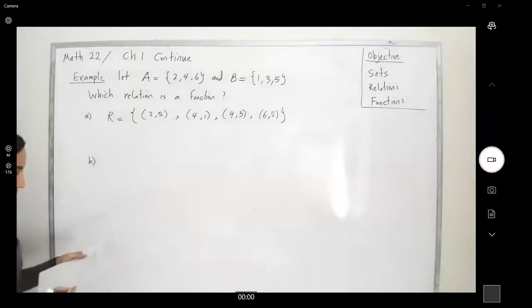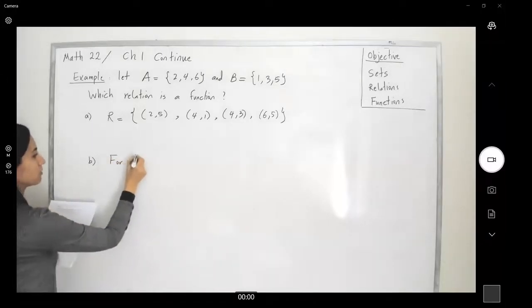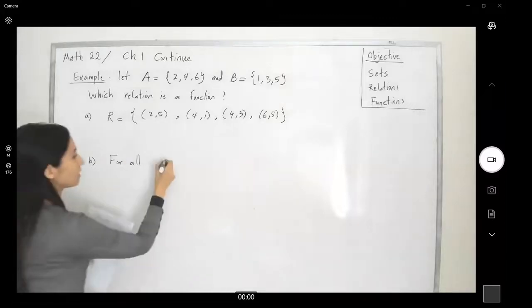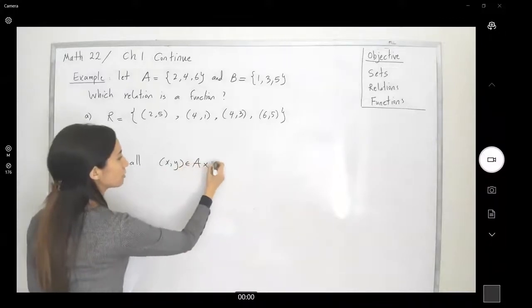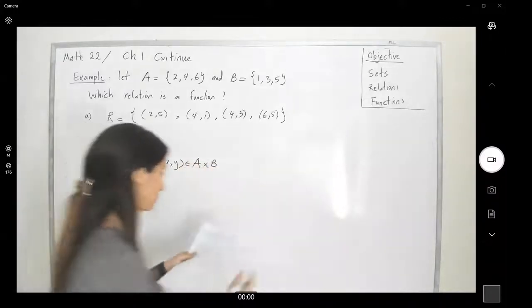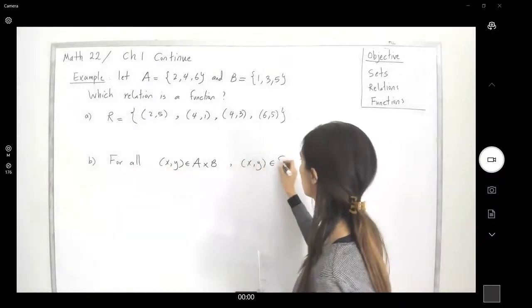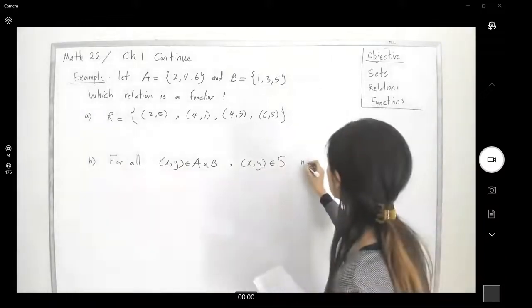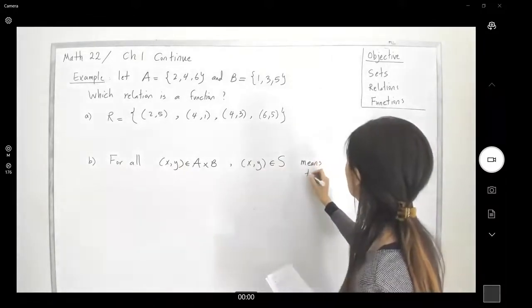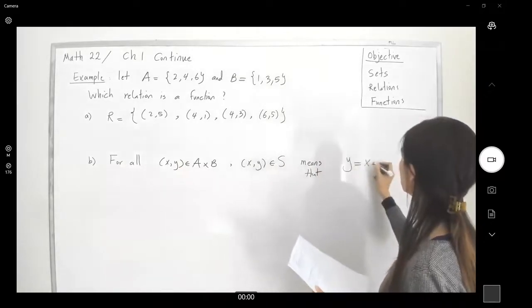Another relation is defined as: for all X and Y belonging to the Cartesian product between A and B, we say that X is in relation with Y in S means that Y is X plus 1.